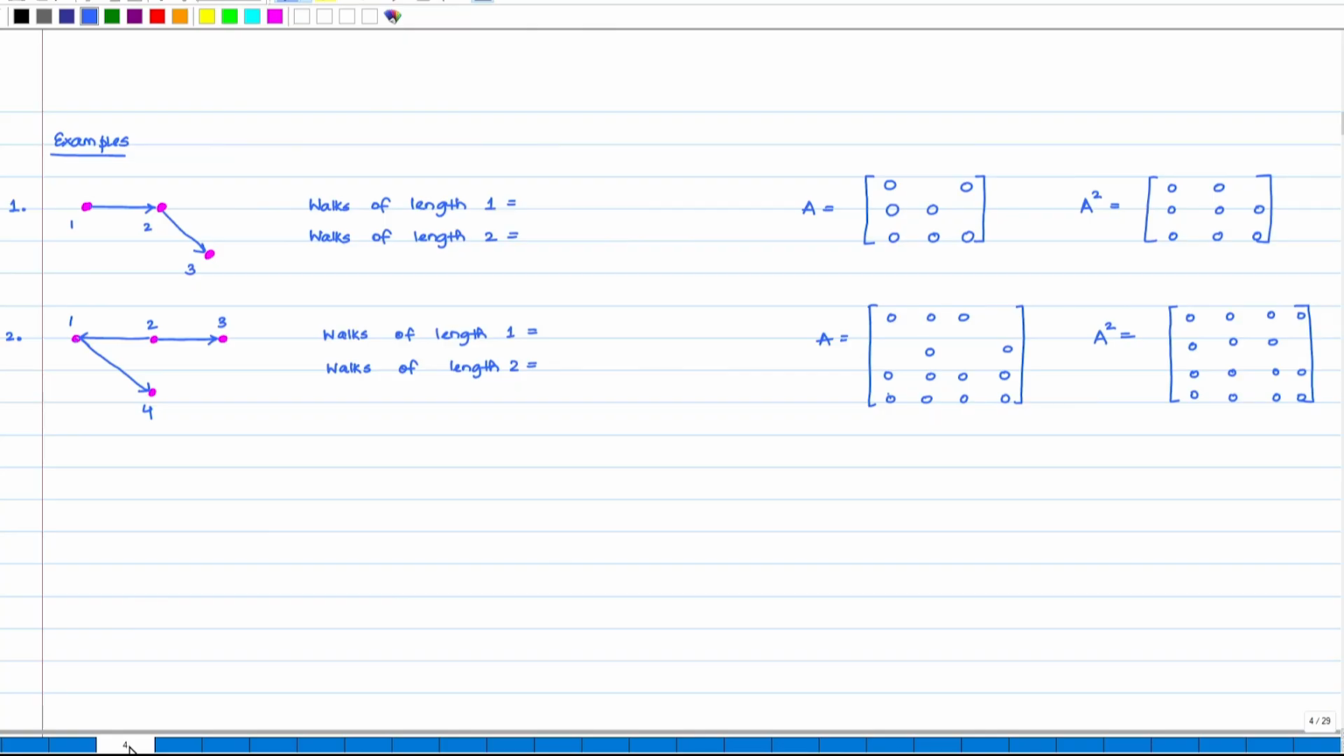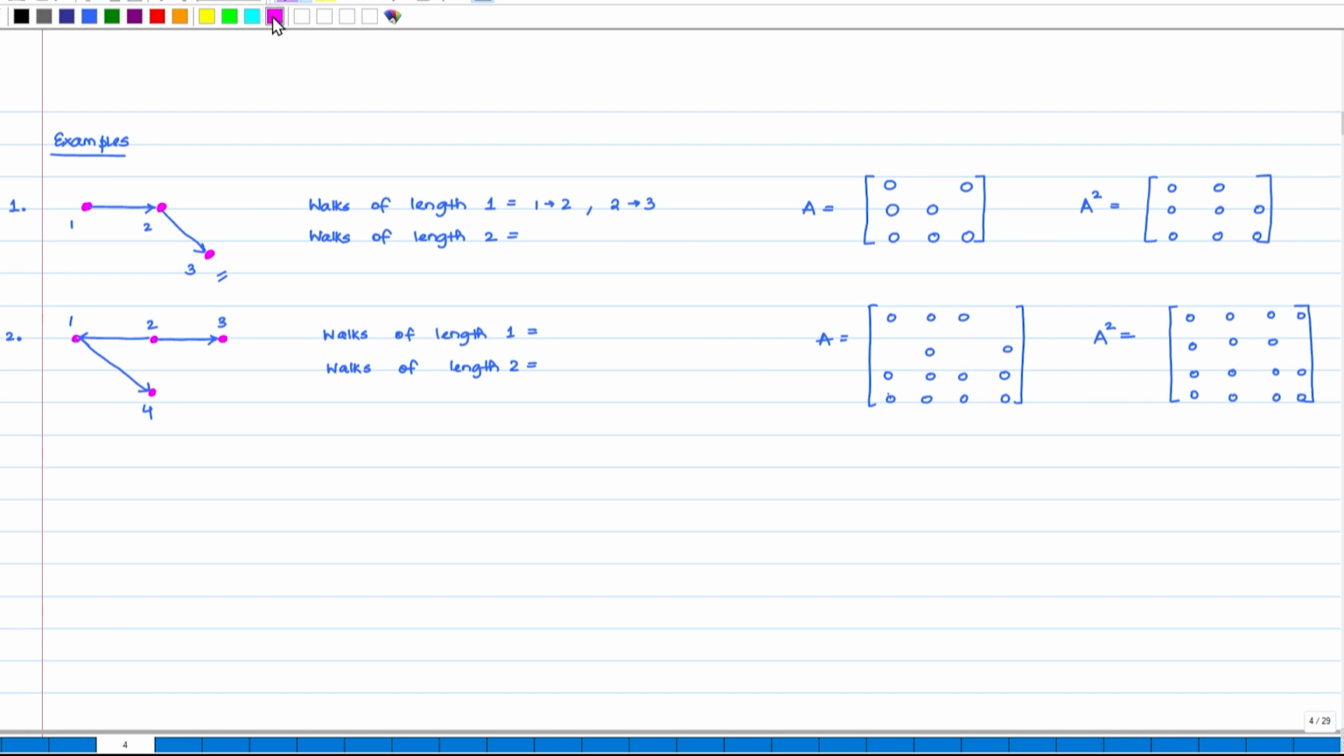Now, let's look at some examples of how we can actually use the powers of the adjacency matrix. To begin with, let us consider the graph shown here. For this graph, let us fill in the entries which are given here. The first is, what are the walks of length 1? There's one walk from 1 to 2, and another walk of length 1 from 2 to 3. So, how many walks are there of length 1? That's equal to 2.